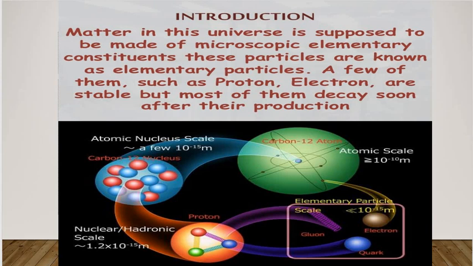A nucleus is shown. Electrons are revolving around in particular orbits. Its size is greater than 10 to the power minus 10 meter, the atomic scale. Then we are considering the nucleus. You can see the size of the nucleus within this atom. It is approximately a few 10 to the power minus 15 meter, Fermi, the atomic nucleus scale.